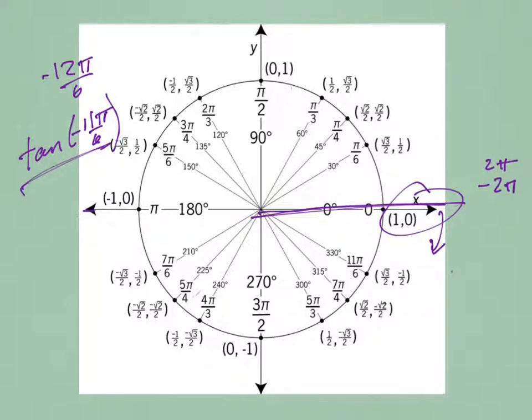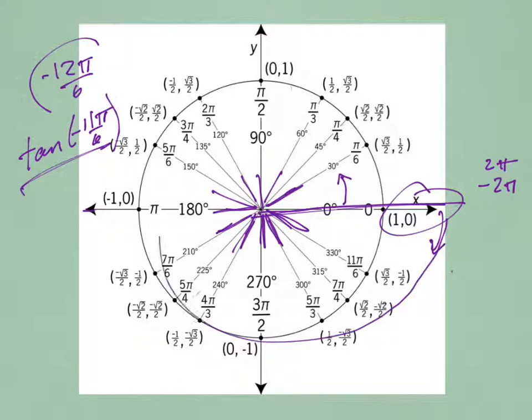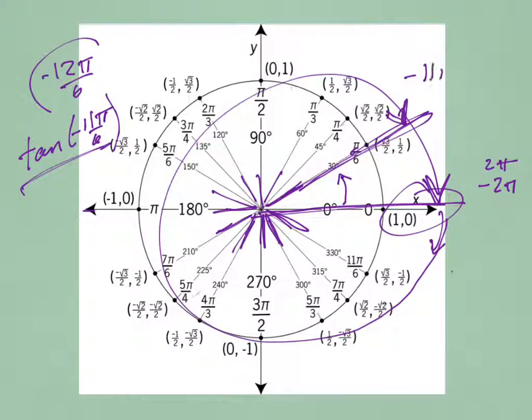You follow what I'm saying? So you could count 1, 2, 3, 4, 5, 6, 7, 8, 9, 10, 11. Or you could have just said to yourself, oh wait, it's just 1 away from a full -12, and a full -12 would have been right here. So where's -11? It's right here. So this is -11 pi over 6. Got it?